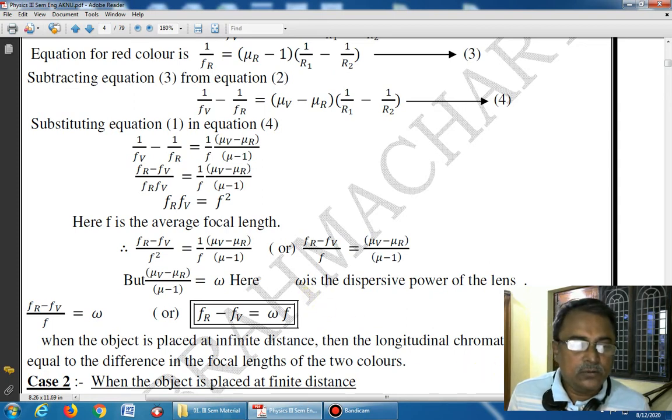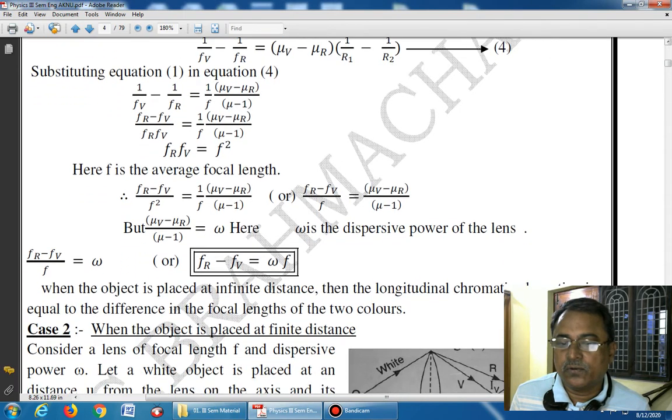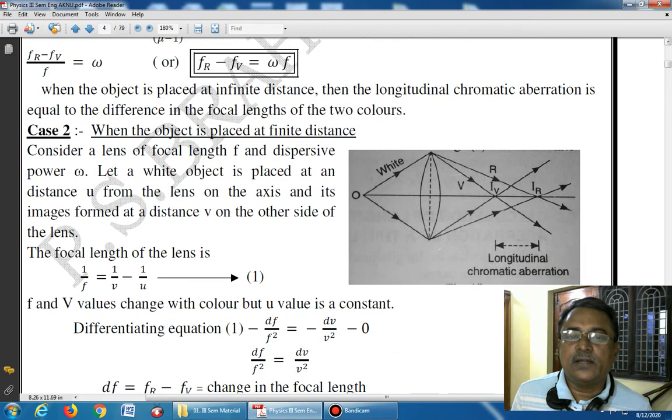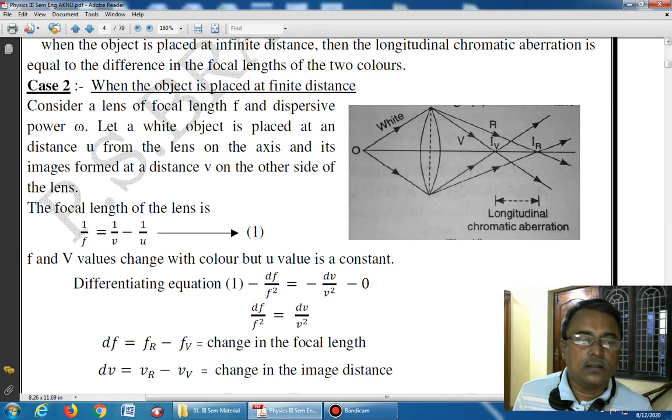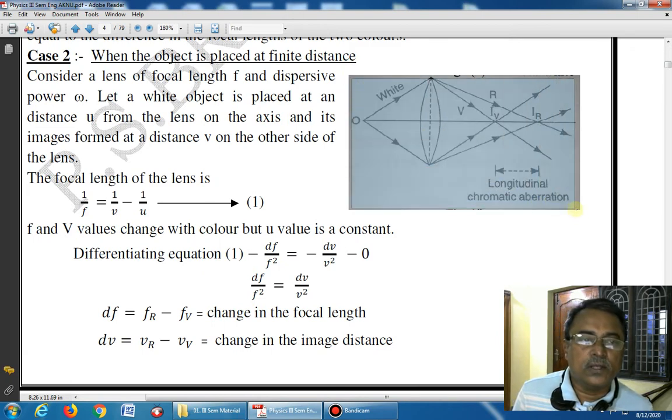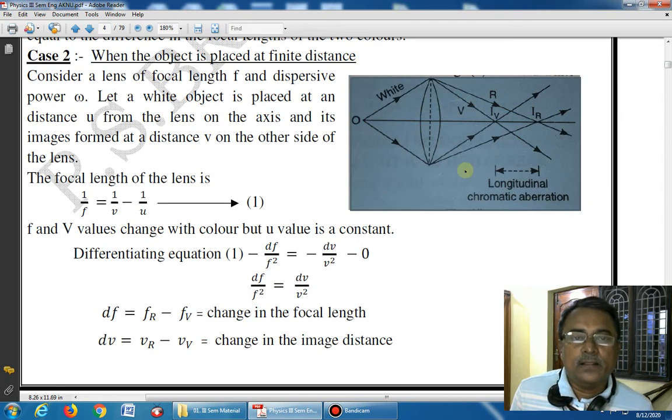Next, coming to the second case, that is when the object is placed at finite distance. See this figure. In the earlier case, we took a parallel beam of rays because the object is at infinite distance, but here the object is at a finite distance, that is at O on the principal axis.